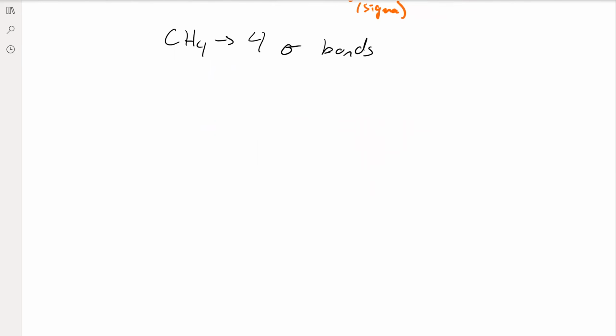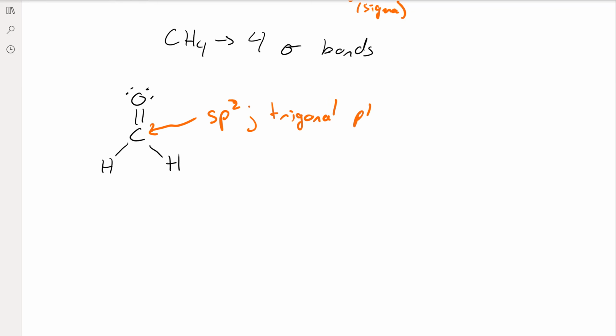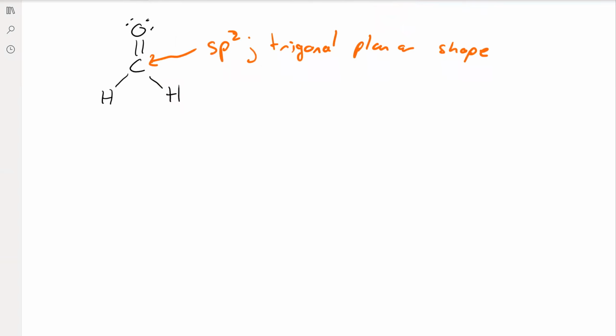Let's take a look at another molecule. This is formaldehyde. And so we can see that this central carbon now is only attached to 3 things. And so that's going to be sp2 hybridization. So again, you just count the number of things it's attached to, and that's how many orbitals are going to mix together. Since we've got 3 things, only 3 orbitals will hybridize. So sp2, that's going to give us this trigonal planar shape.